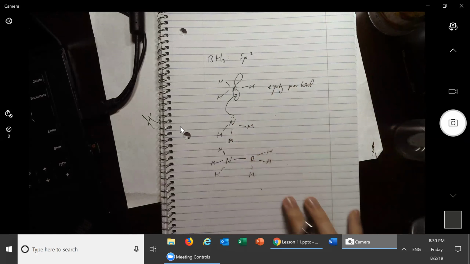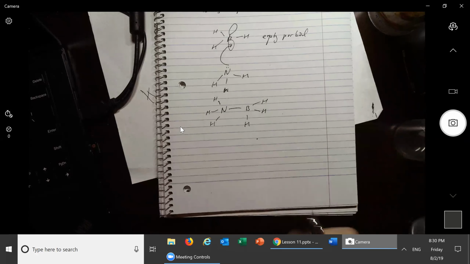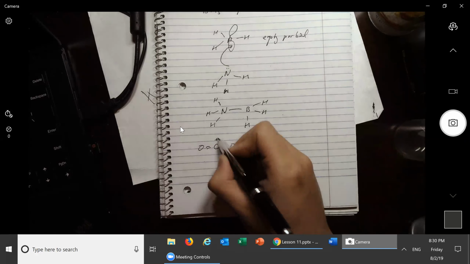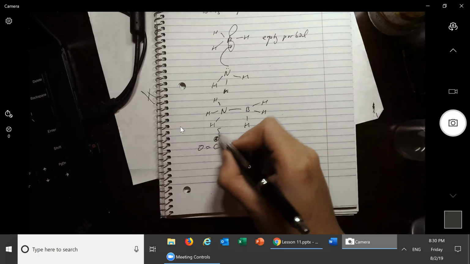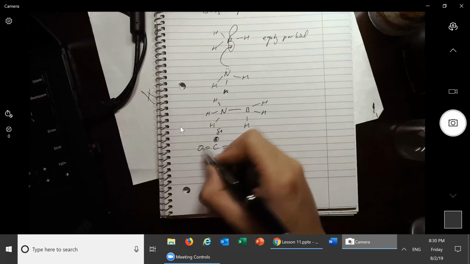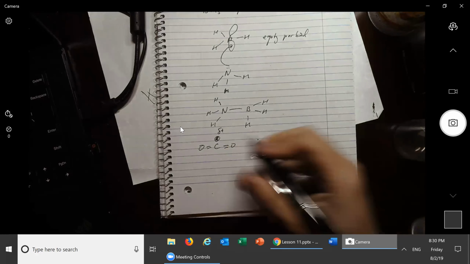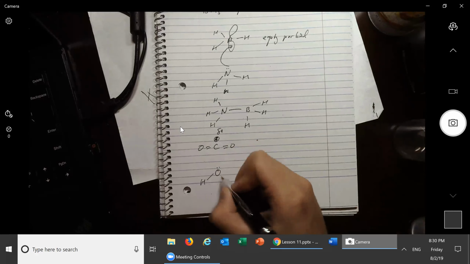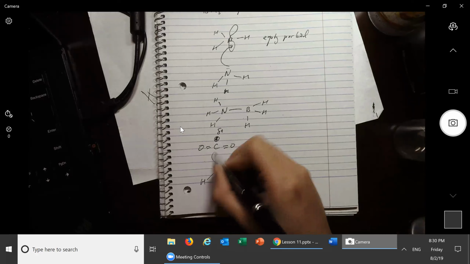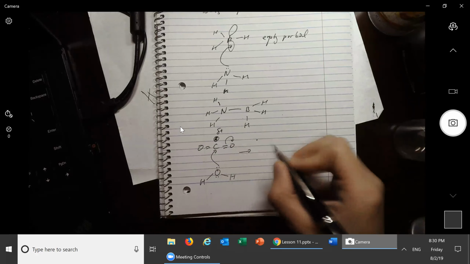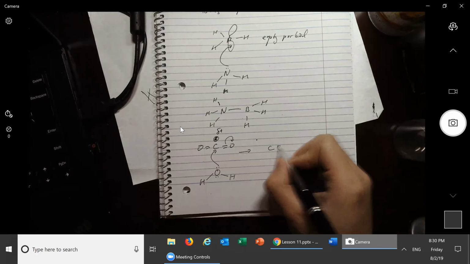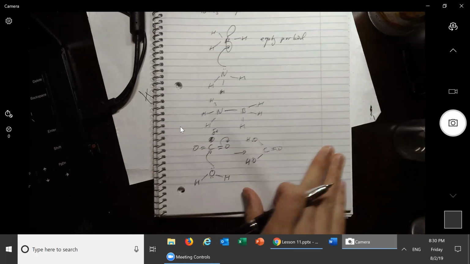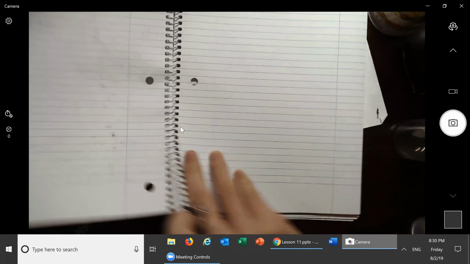Okay, another example would be CO2. This carbon has a partial positive charge, because these oxygens are pulling electrons away from the carbon. So this carbon will actually also accept electrons from something else, like water. So carbon dioxide is a Lewis acid.